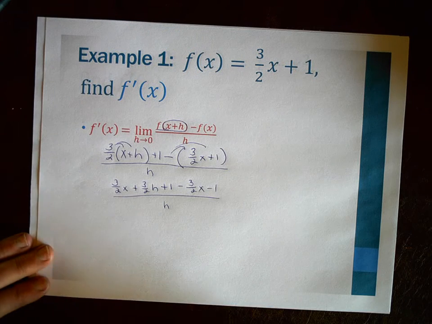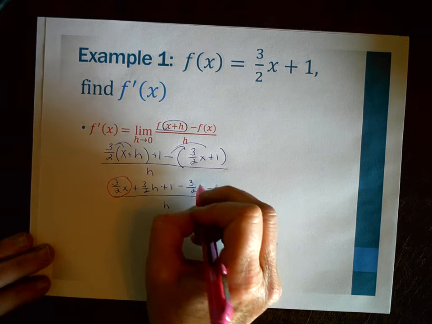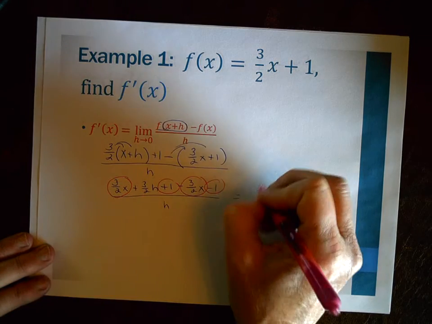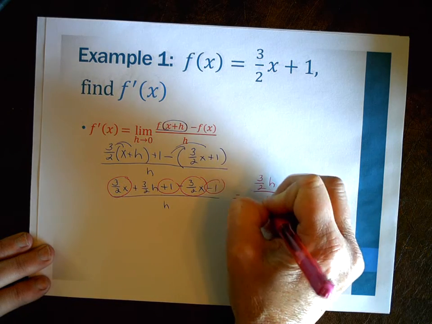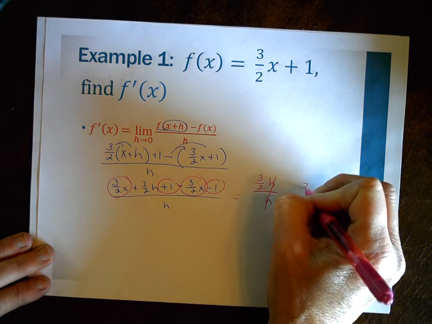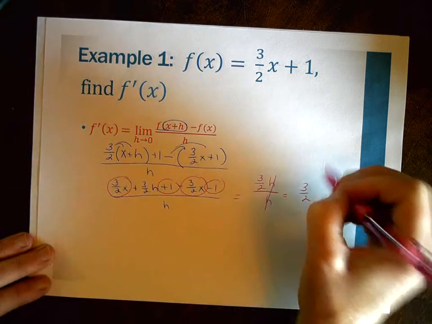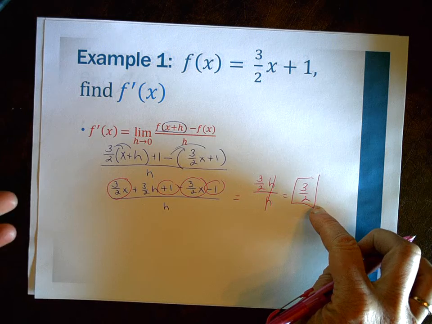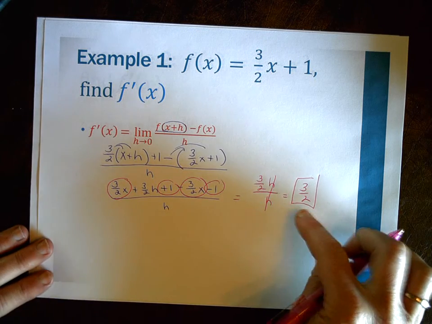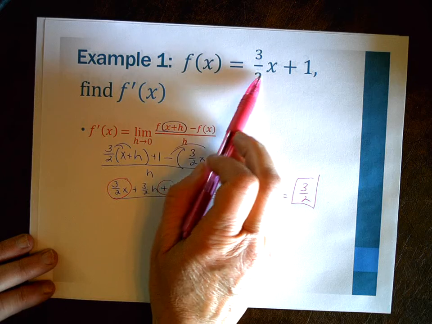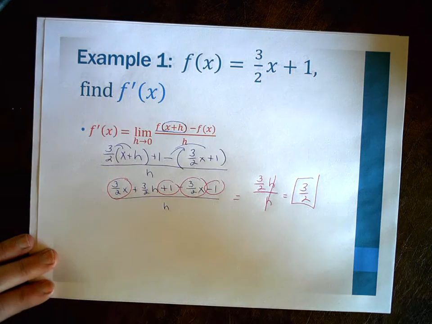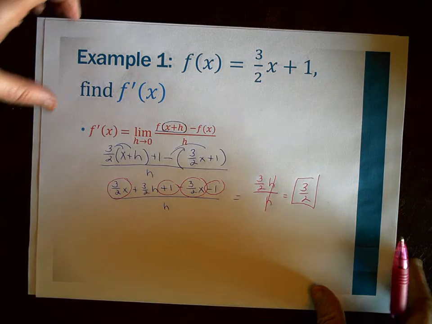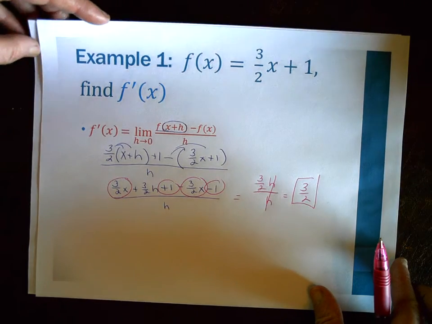And now a lot of things usually cancel. So this and this make 0, and this makes 0. And so what you have is 3/2 h over h. That cancels, and you get 3/2. There's no h to plug in. If there was an h here, you'd plug in 0. So the derivative, or the slope of this line, would be 3/2. Well, duh. That's y equals mx plus b. That is your slope. Because this isn't a curve, the derivative is just the slope. It's a line. Of course, the slope of a line is 3/2.